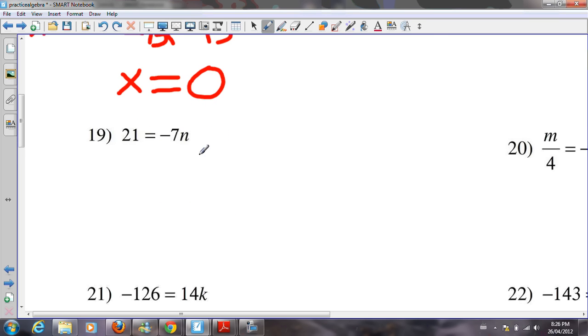Looking at number 19, there's a negative 7 in front of n, so you've got to divide it, because negative 7 is times n. So you must divide it by negative 7, like that.